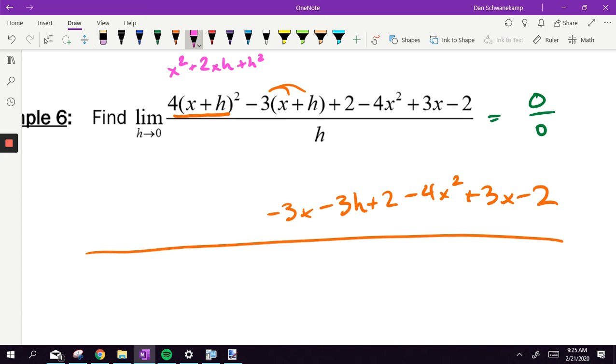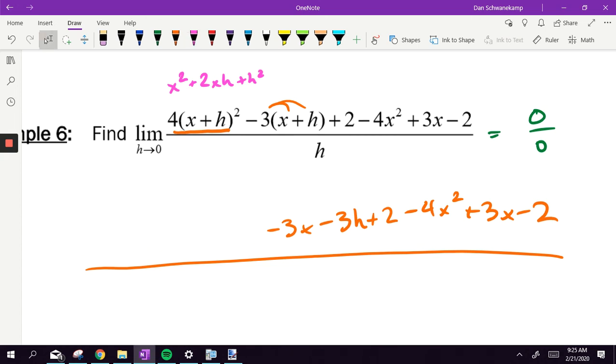What else do I need to do with that x squared plus 2xh plus h squared? I got a 4 in front. I got to distribute that 4 in. And so my value here is 4x squared plus 8xh plus 4h squared, that is all over h. We kind of just multiplied out there, which was annoying, but we can do that. Try to simplify, factor, cancel, plug back in. See if you can go from there.